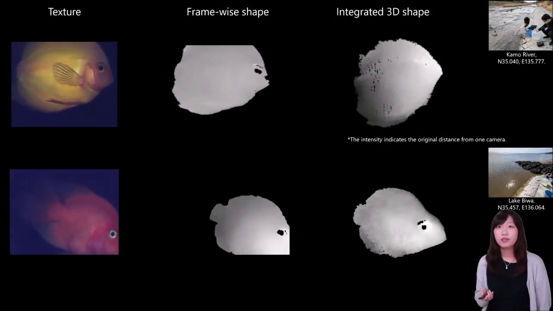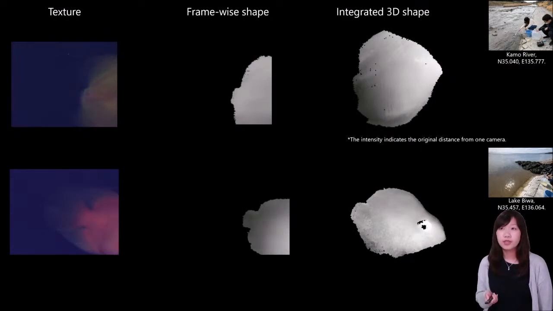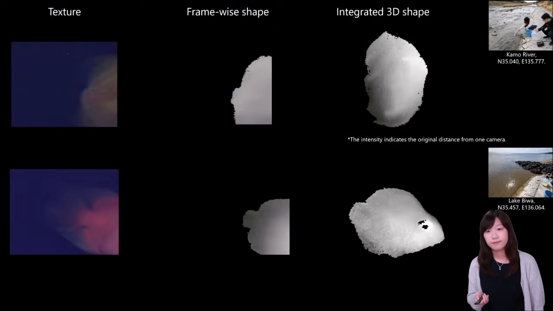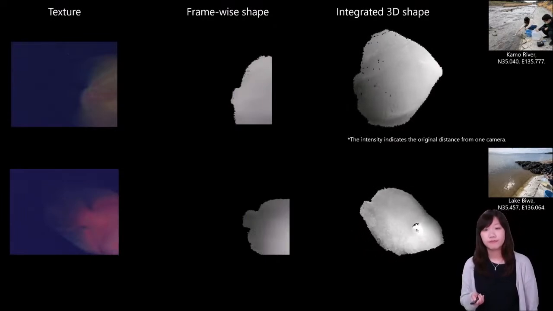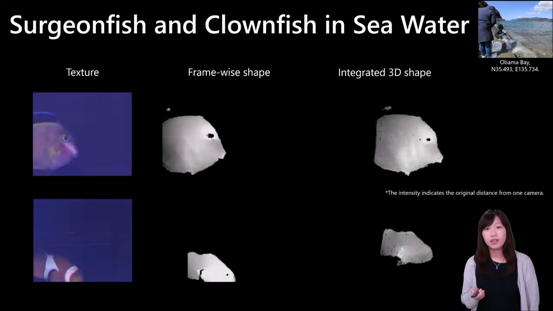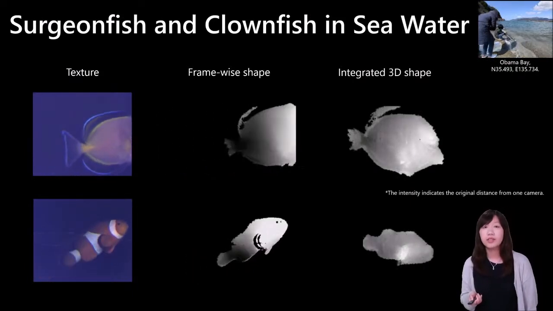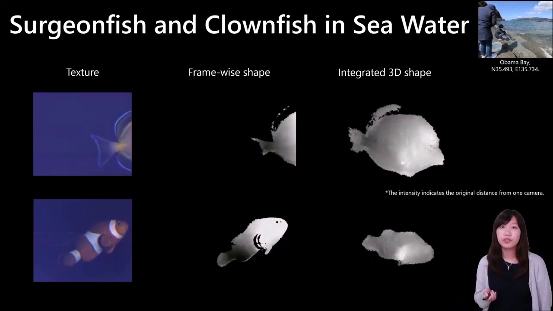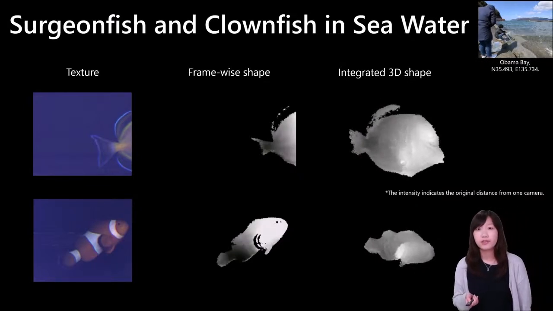Here are the results of live creatures in real-world water of different turbidity taken from a river, a lake, and an ocean. Our method successfully integrates all the frames to obtain an accurate and fuller 3D shape reconstruction despite the scattering by water.